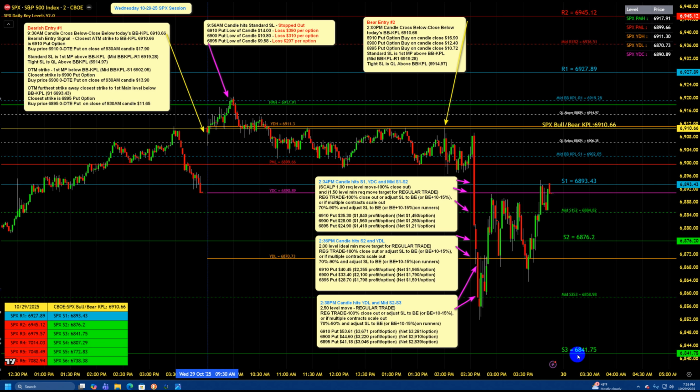because that is one level down. If we were taking a bullish trade from the bull bear KPL level and we were scalping only, then we'd be looking for a one level move in the up direction, in which our exit would be R1. If we were scalping off R1 on a bullish move, then our exit would be R2.